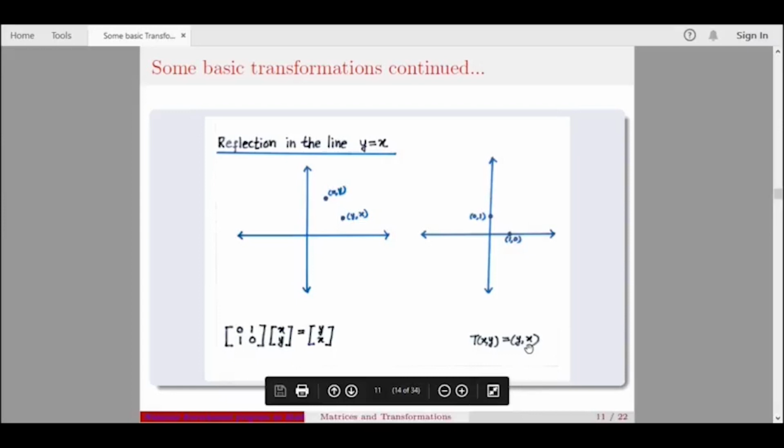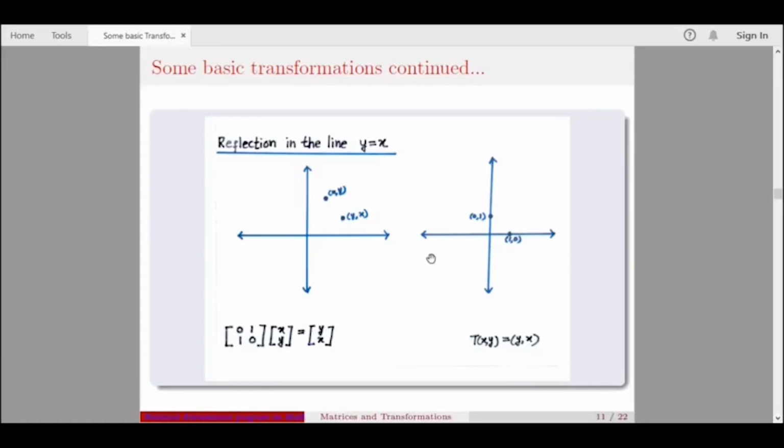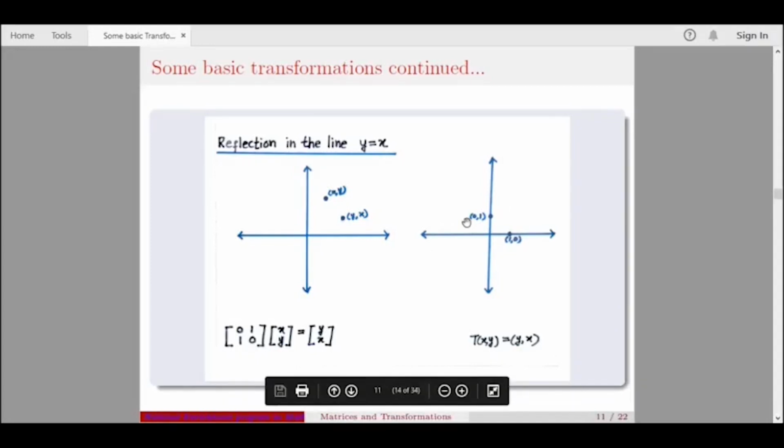You will see the images of (1, 0) and (0, 1). When we reflect (1, 0) along the line y = x, we will get (0, 1). So (1, 0) is mapped to (0, 1). Similarly, (0, 1) is mapped to (1, 0). And hence the transformation is (y, x). So T(x, y) = (y, x) represents a reflection in the line y = x.